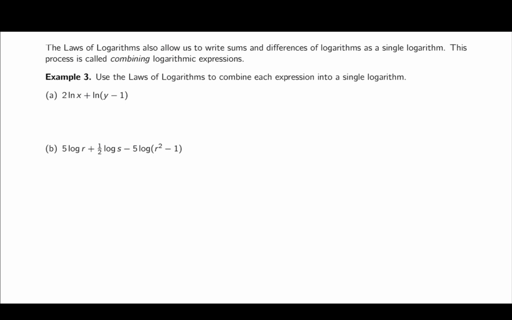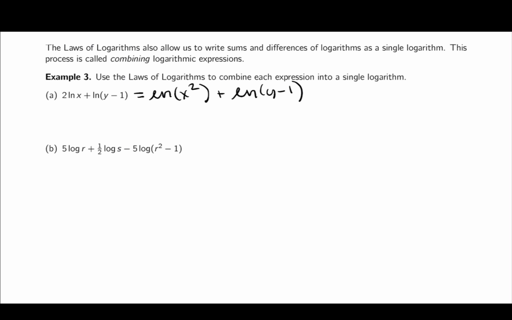Finally, the laws of logarithms also allow us to write sums and differences of expressions of logarithms as one single logarithm. This is called combining logarithmic expressions. In the first one, we have 2 times ln of x plus the ln of y minus 1. The first thing that I notice here is that I have a 2 multiplying in front of that ln of x. I can use the third law of logarithms to write this as the ln of x squared plus the ln of y minus 1.